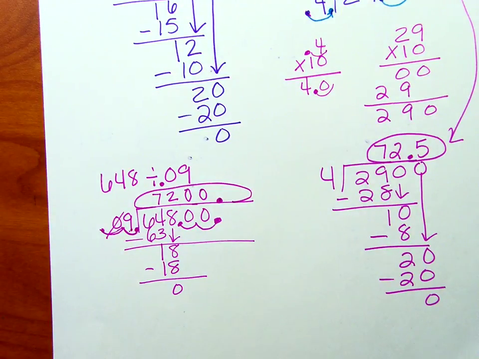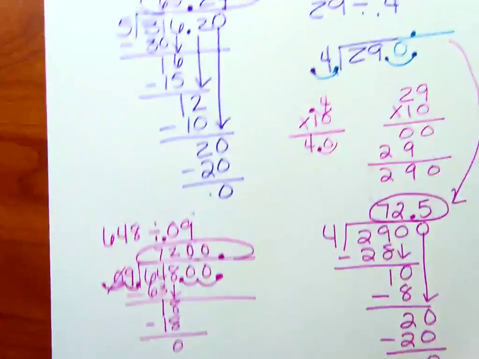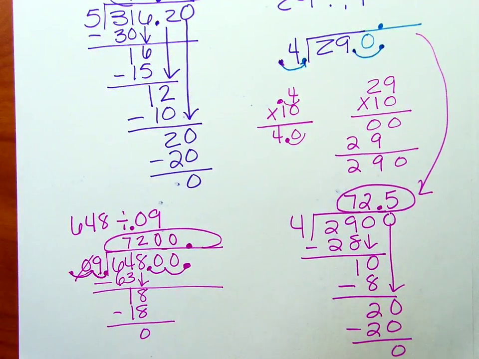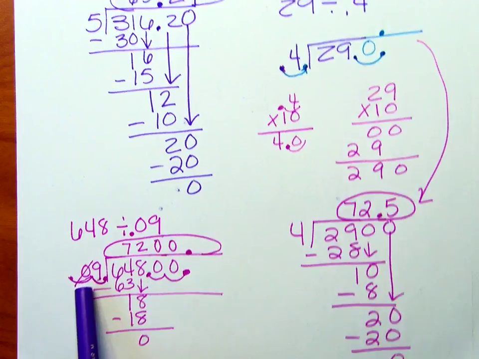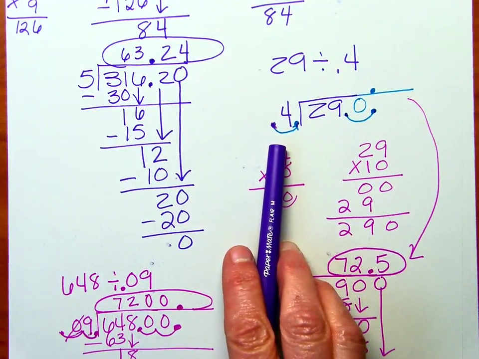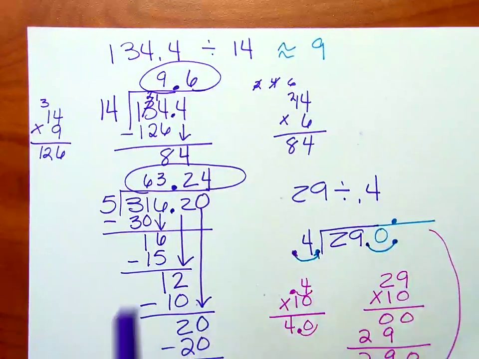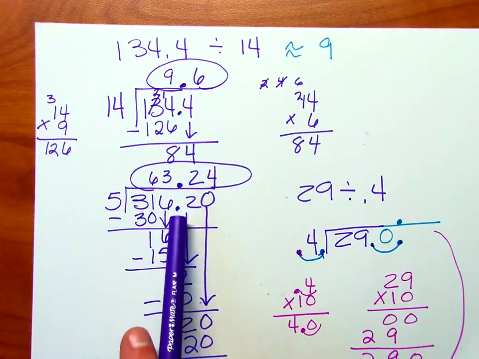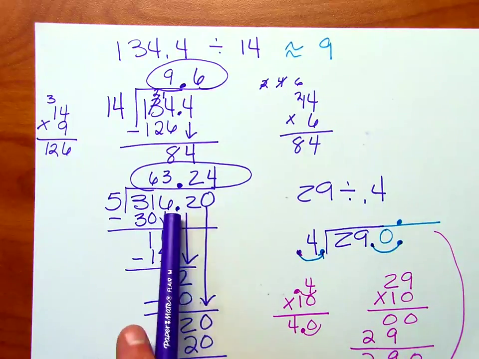We'll do more in class, but that's basically how you're going to set up these problems. If you have a decimal point in your divisor, you must move it. And we saw that in this case, and again in this first one. If you have a decimal point only in the dividend, like this one, we just bring it up. We don't need to be moving things around.